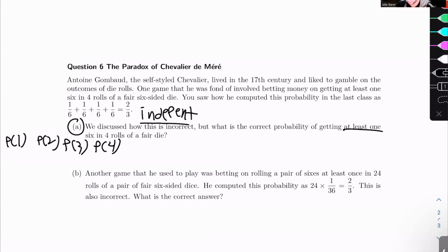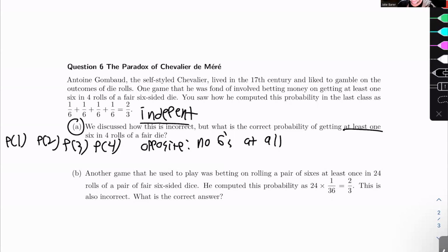And the key is figuring out what is the opposite of at least 1. Well, I would say the opposite of at least 1, I'm going to write that out, opposite, is equivalent to none at all. So the opposite of at least one 6 is going to be no 6s at all. So let me rewrite it actually. So no 6s at all. And that is something we can calculate.